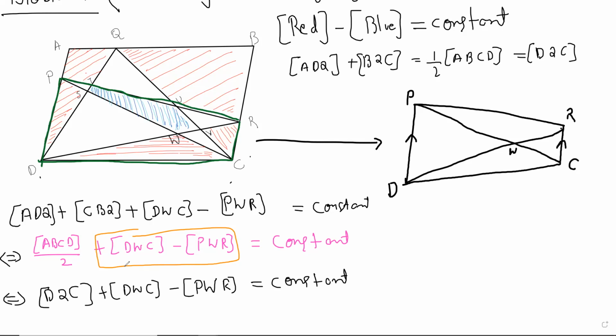And even if you keep the area same, you may not be able to keep both areas same, right? Of PWR and DWC. But you can simply just look at the same principle of base and heights. You can use the same principle of base and heights as we used in a parallelogram or in a rectangle earlier.